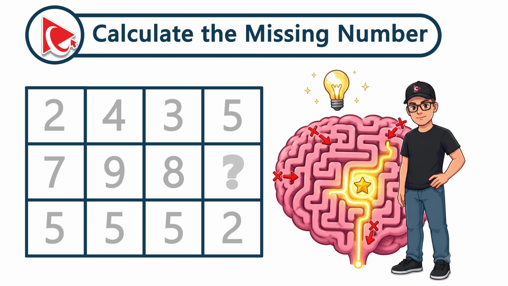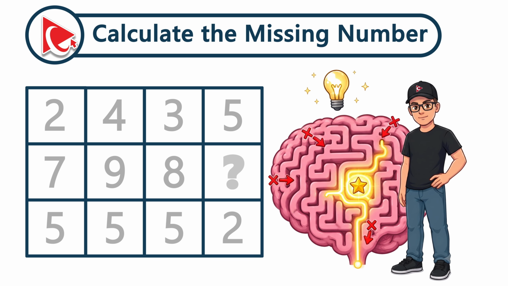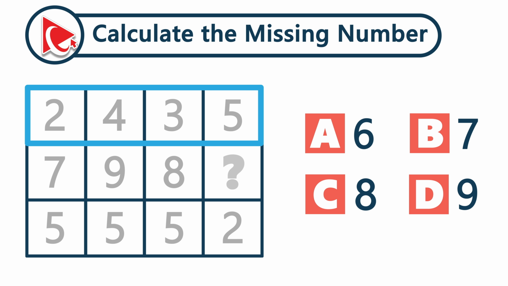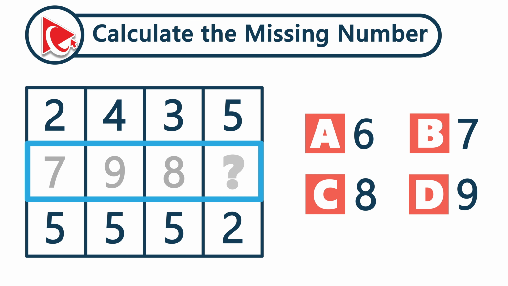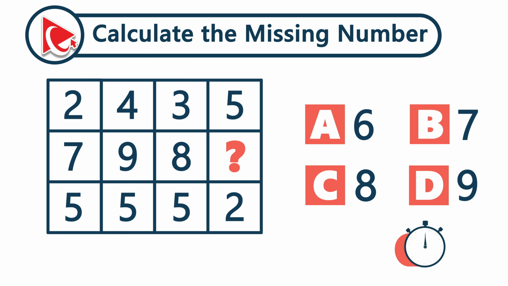This is an amazing question, which is also a great little brain trap, because the answer is hiding in plain sight. You're presented with the 3 by 4 matrix. The top row of the matrix has numbers 2, 4, 3, and 5. The bottom row has numbers 5, 5, 5, and 2. And the middle row has numbers 7, 9, 8, and then comes the missing number, which you need to calculate and select your answer out of 4 possible choices: A, 6, B, 7, C, 8, or D, 9.